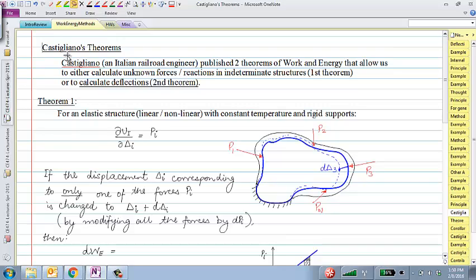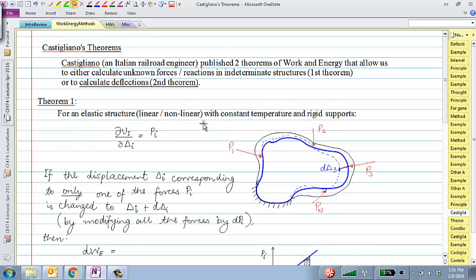Anybody heard of this name before? No? Okay, so Castigliano came up with two theorems, and later on, people showed that these theorems were really a consequence of the principle that we just talked about, the principle of stationary potential energy. But at that time, these were quite innovative theorems. So in the first theorem, Castigliano said that for an elastic structure, it could be linear or non-linear.